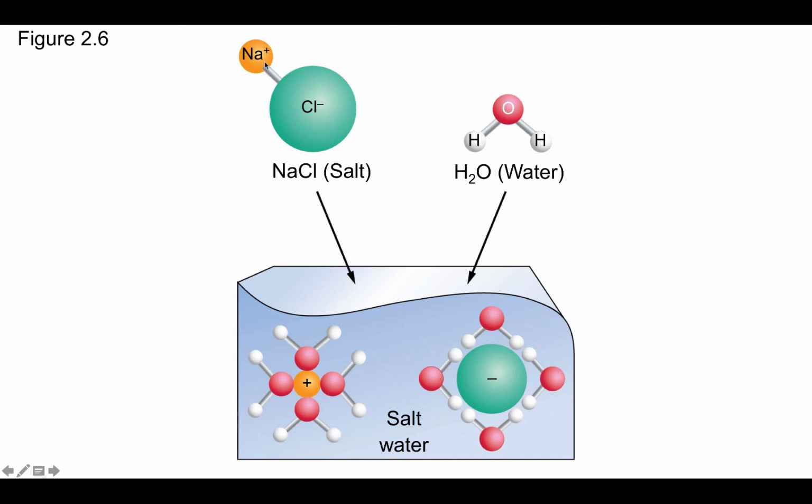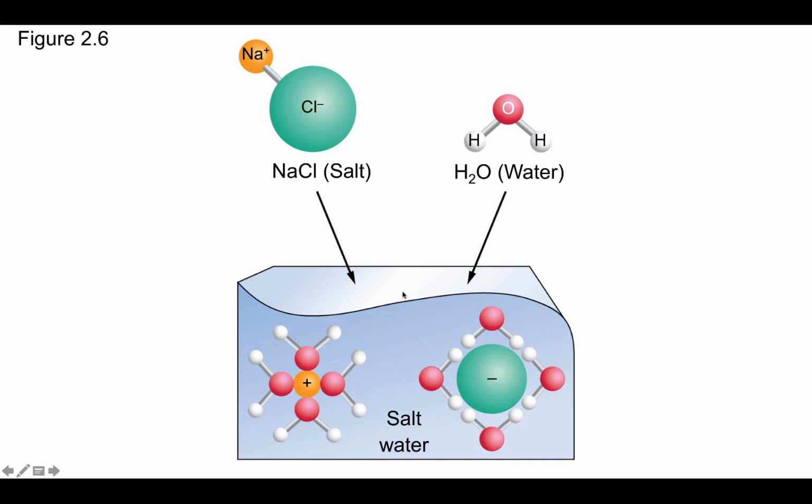In this case, you're actually looking at ions. Sodium has a positive charge. The chlorine atom has a negative charge. So we have a chloride ion and a sodium ion. And then water, remember, has a partial negative charge on the oxygen, and hydrogen has a partial positive charge.